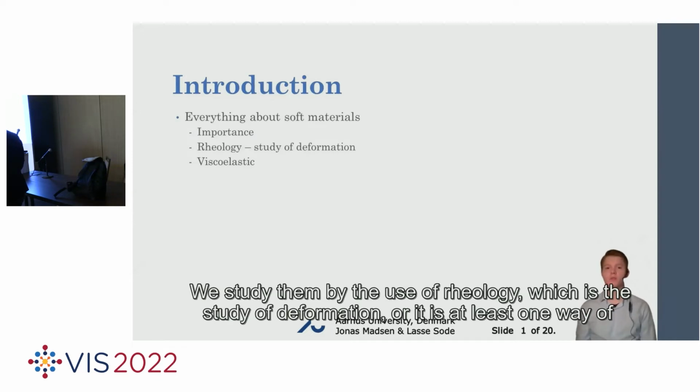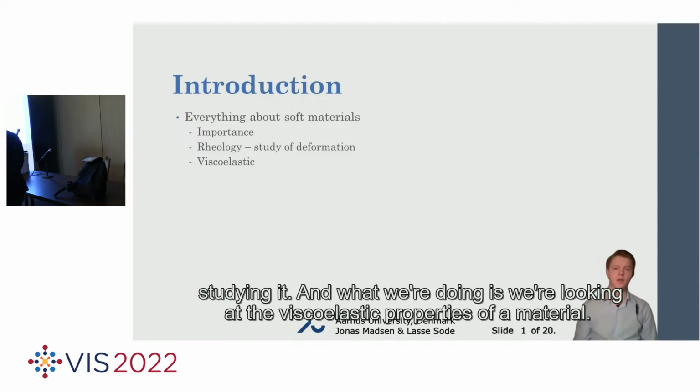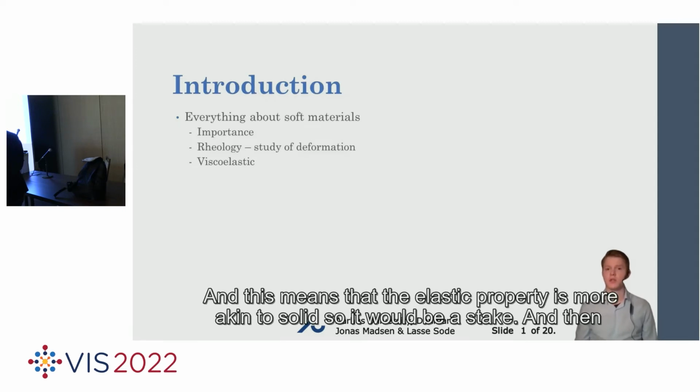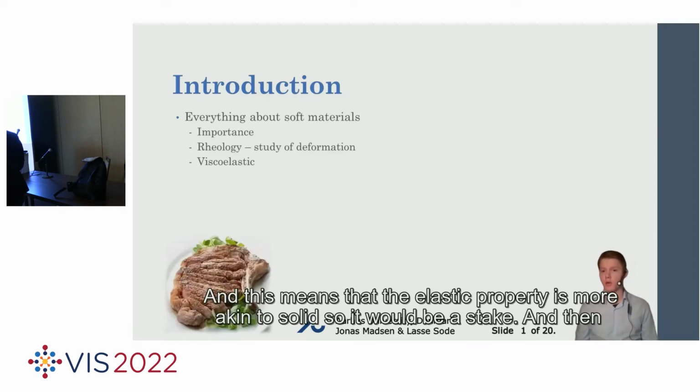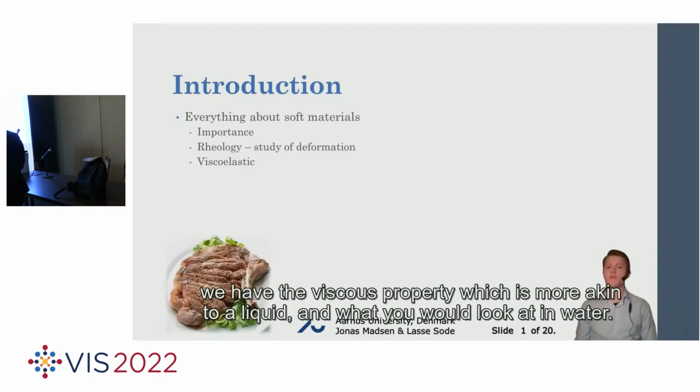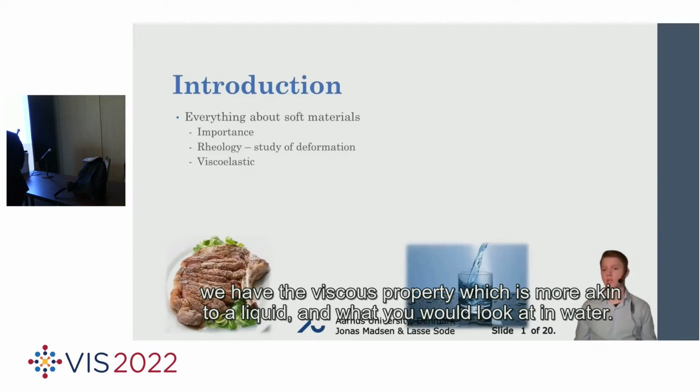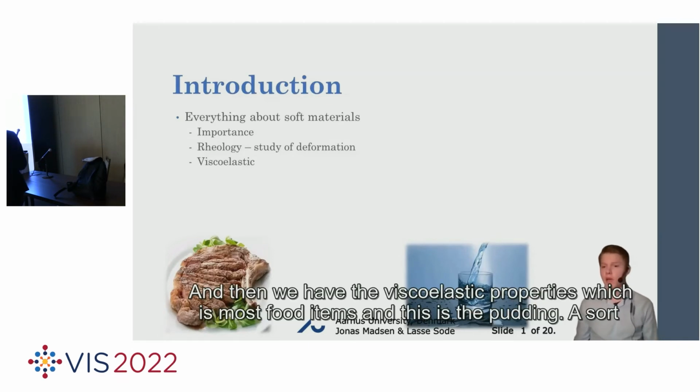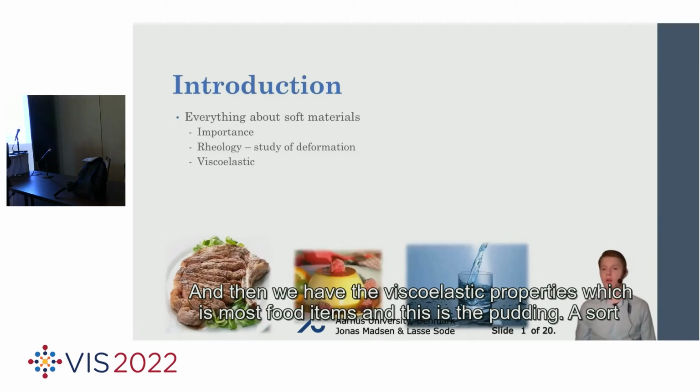And we study them by the use of rheology, which is the study of deformation, or at least one way of studying it. What we're doing is looking at the viscoelastic properties of a material. The elastic property is more akin to a solid, like a steak. Then we have the viscous property, which is more akin to a liquid, like water. And then we have the viscoelastic properties, which is most food items, like pudding, a sort of mix between the two.